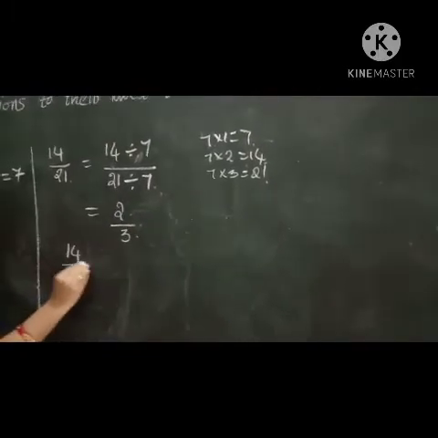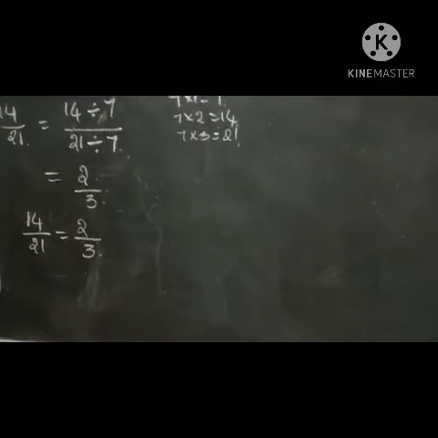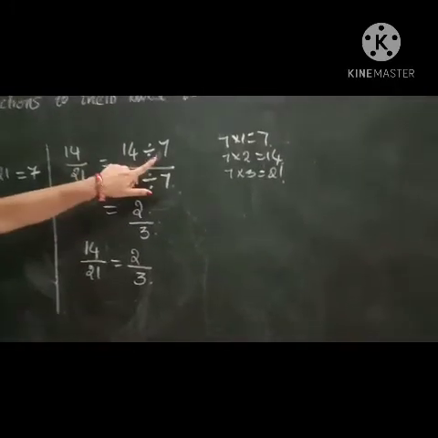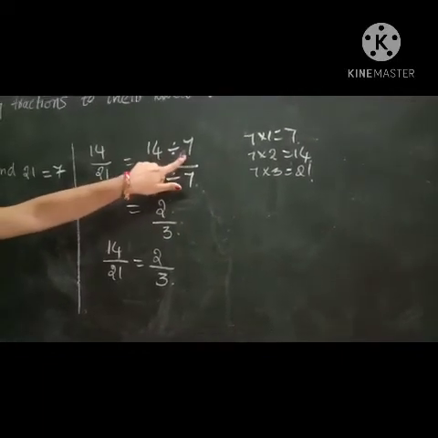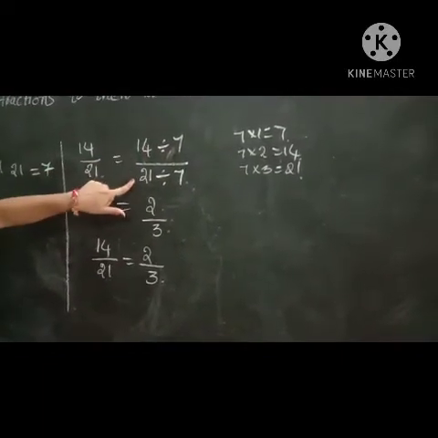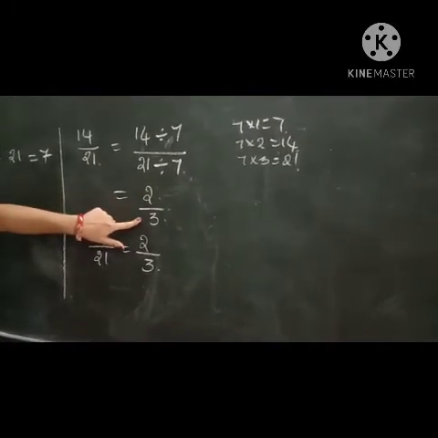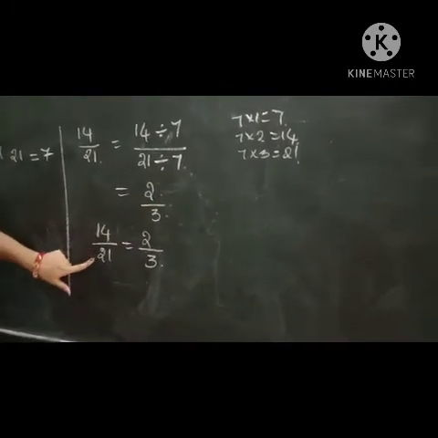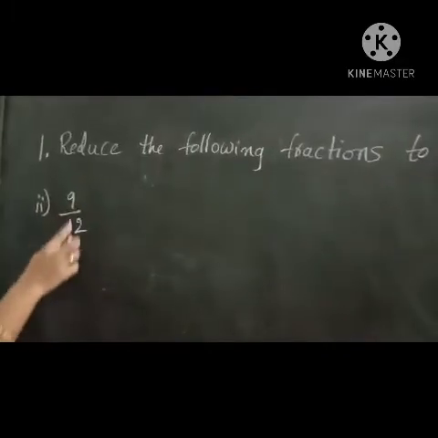So 14 by 21 equals 2 by 3. At first we have to find out the HCF number. Afterwards we have to divide 14 by 21 by this HCF number. What will we get? Reducing the fraction gives 2 by 3 in the lowest terms. So 14 by 21 equals 2 by 3. Second sum, 9 by 12.